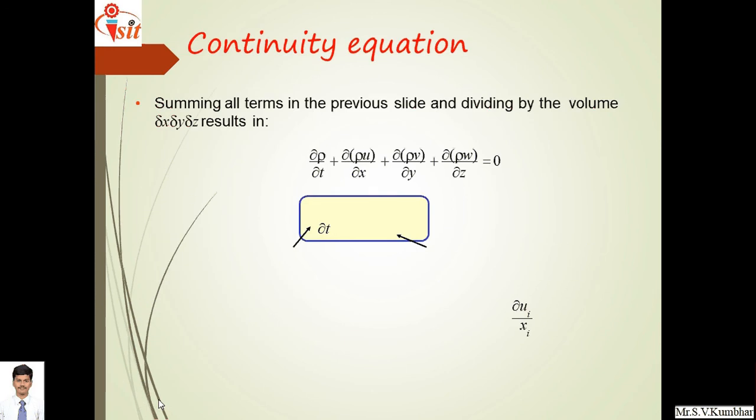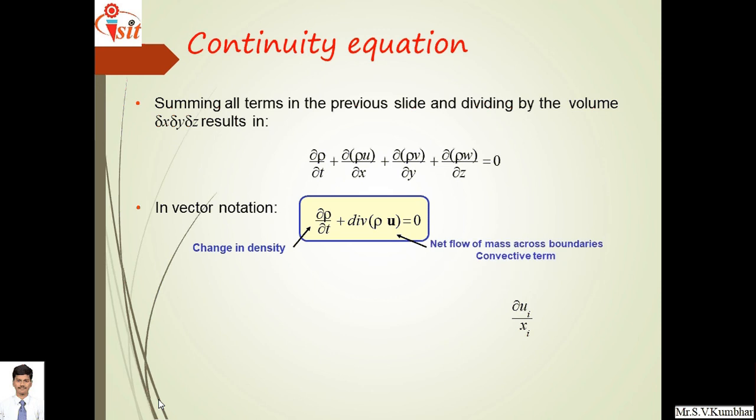This is the continuity equation that we had already studied. Summarizing all terms in previous slides, we get ∂ρ/∂t + ∂(ρu)/∂x + ∂(ρv)/∂y + ∂(ρw)/∂z = 0. Now in vector form, we can write it as ∂ρ/∂t + divergence of ρu = 0, where ∂ρ/∂t is nothing but the change in density with respect to time, and divergence of ρu is nothing but the net flow of mass across boundaries in the convective term.